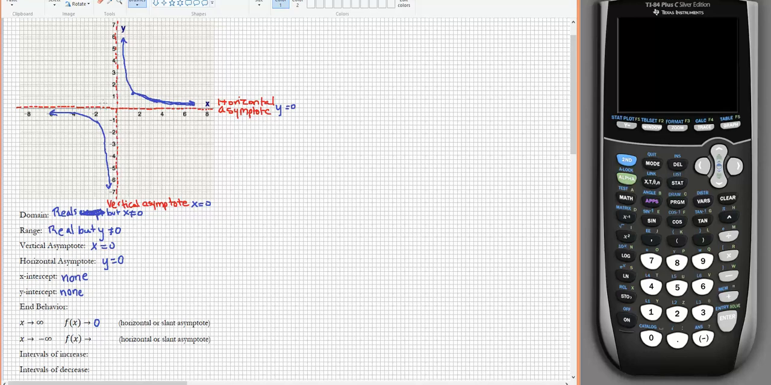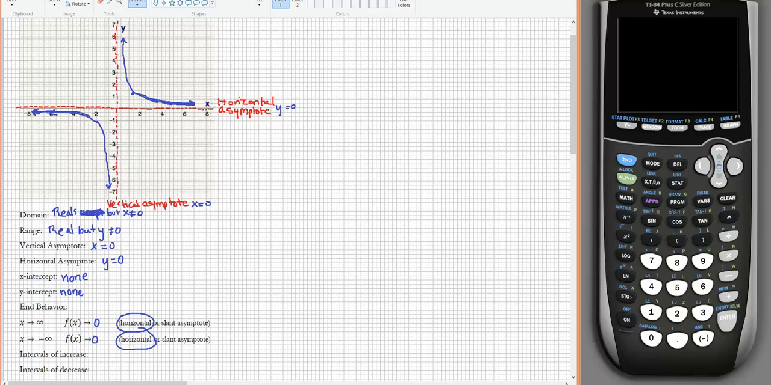Now let's look at over here. As x is getting more and more negative, the function is approaching what value? 0 as well, the horizontal asymptote. So as x goes to positive infinity, the function approaches the horizontal asymptote. And as x goes to negative infinity, the function also approaches this horizontal asymptote.